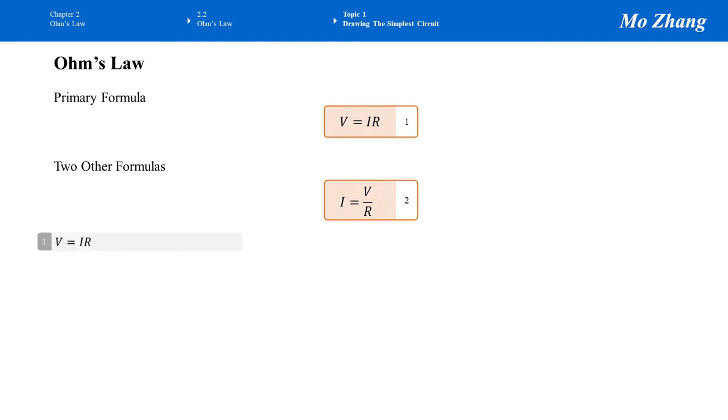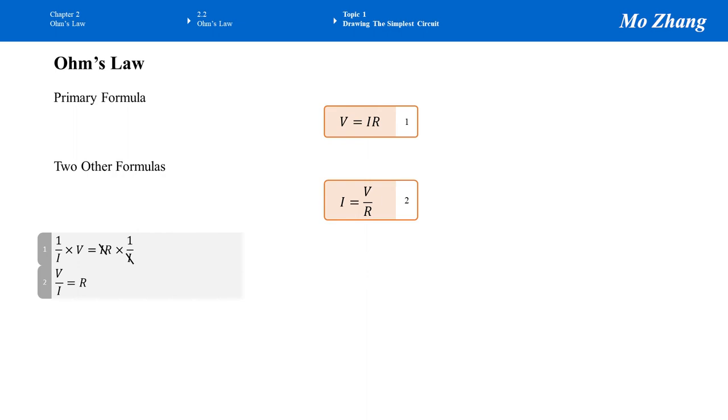Let's write down the Ohm's law primary formula again. V equals I times R. This time, we're going to divide both sides of the equation by I. On the right-hand side of the equation, the I and the denominator I cancel out, so only R is left. On the left-hand side of the equation, it becomes V over I. So V over I equals R.